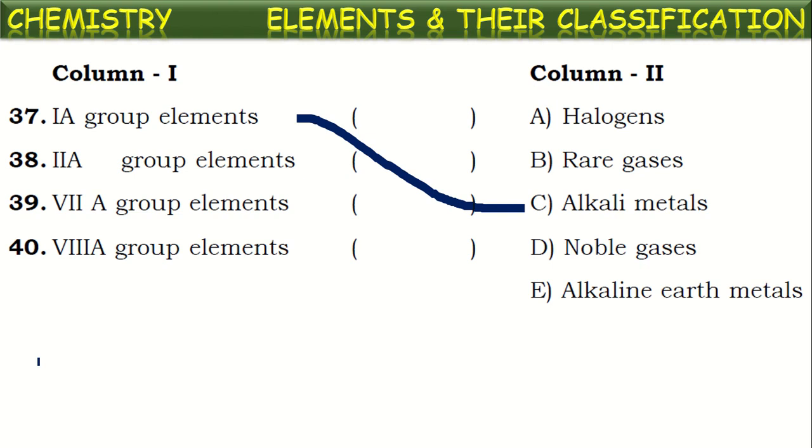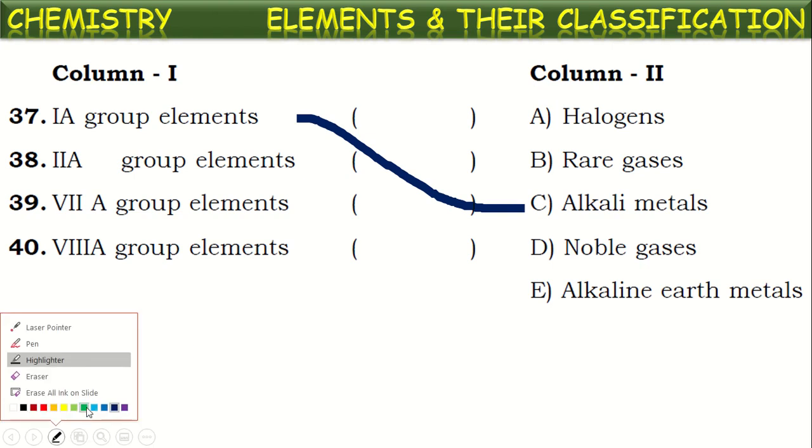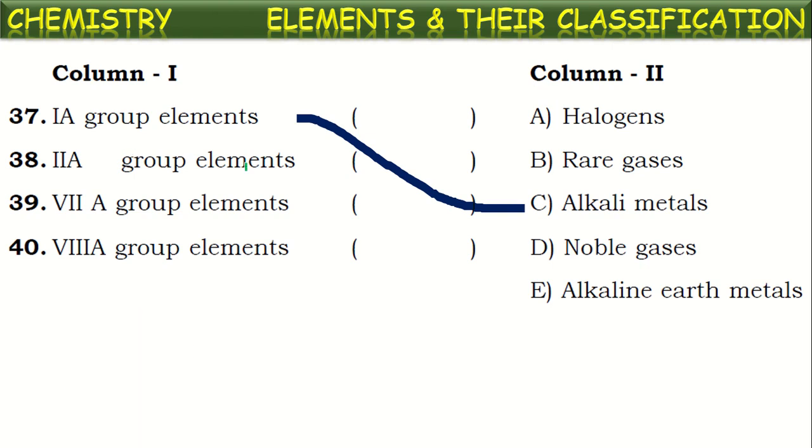Okay. Next, second A group elements. What are they called? These second A group elements also form alkali solutions. So these are also called alkali metals, and they are all available from the earth's crust. So based upon these two characteristics, second A group elements are called alkaline earth metals.